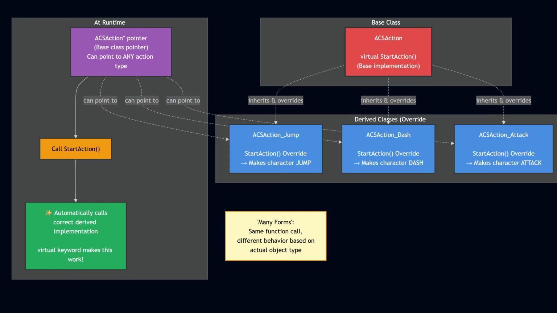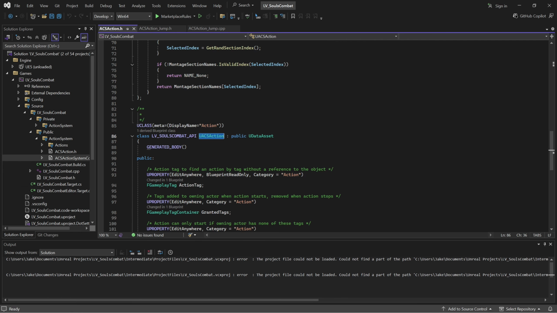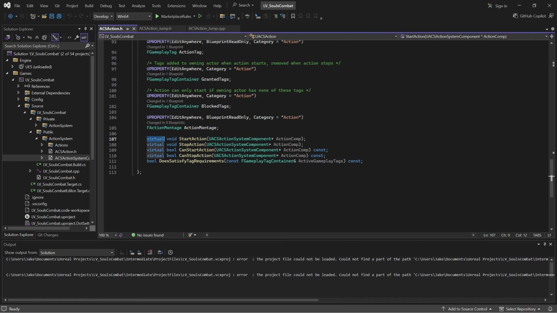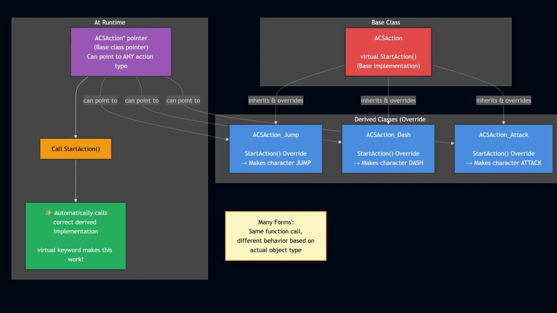The benefit of this is that the action system only needs to use a base action class pointer to point to any derived action class object, and when it calls virtual functions, it automatically calls the correct derived class implementation at runtime. So start action on a jump makes the character jump, while on a dash, it makes the character dash. This works because in our ACS action class, our start action is a virtual function. Without virtual, calling start action through an ACS action pointer would always use the base version. The virtual keyword tells C++, check the actual object type at runtime and call that implementation, enabling the many forms to work.